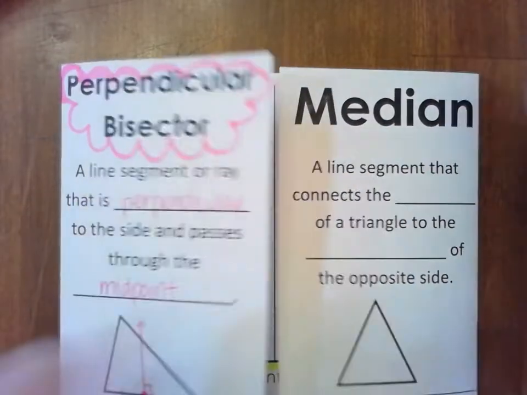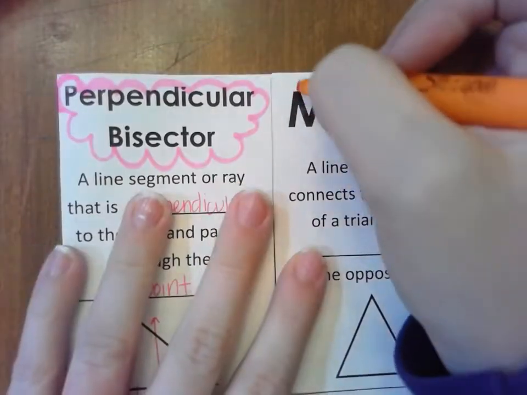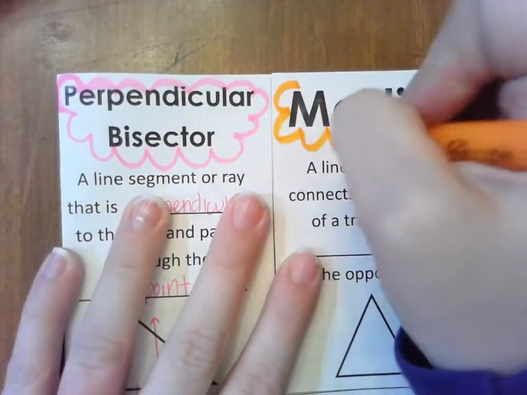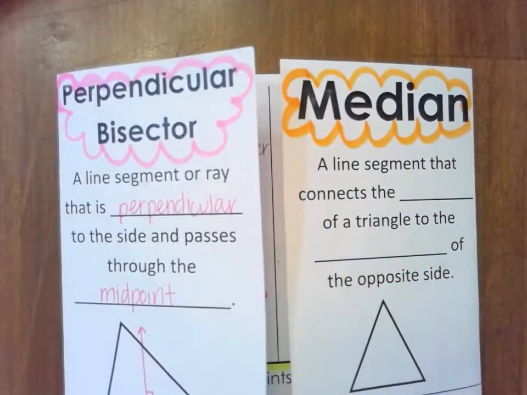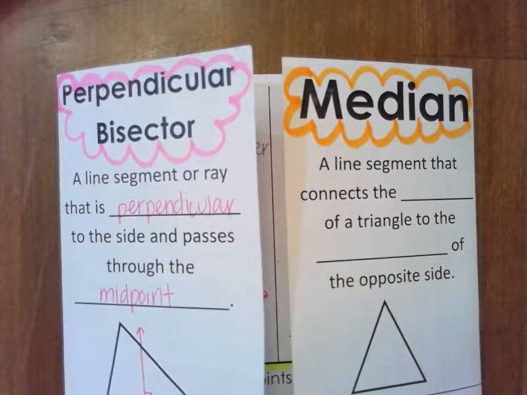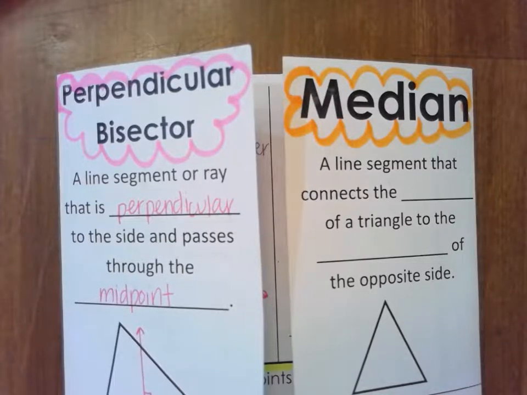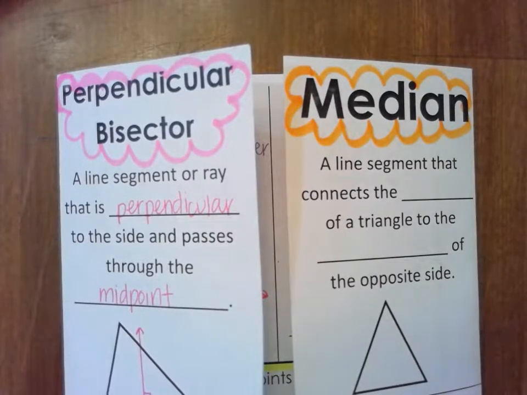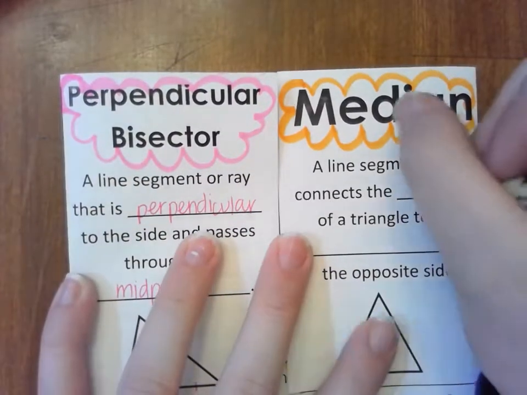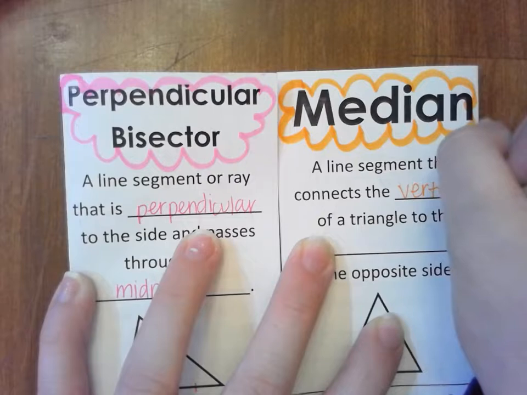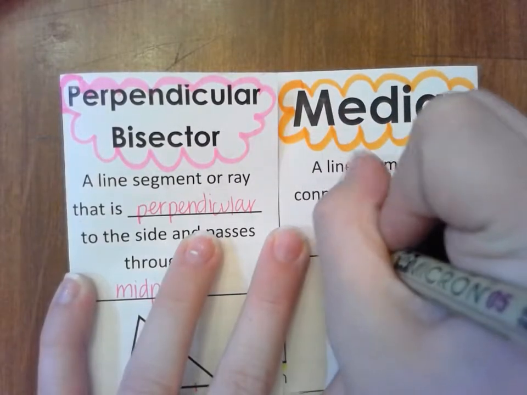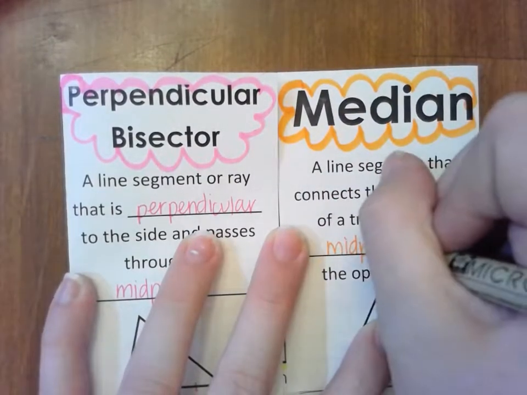Now we can talk about the median. So median has to do with being in the middle. So a median is a line segment that connects the vertex of a triangle to the midpoint of the opposite side. And remember, the midpoint is in the middle of that side. So when you think of median, think middle.